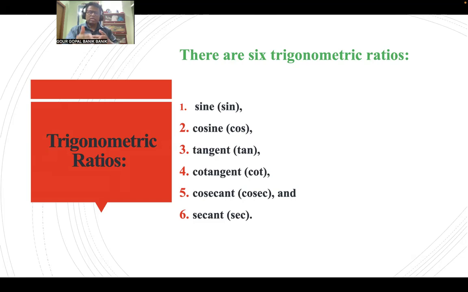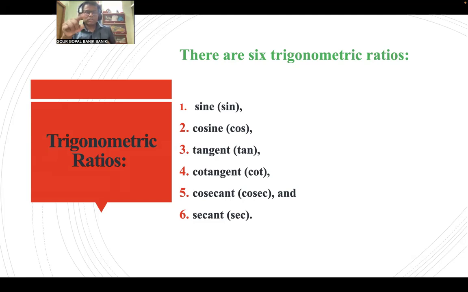And there are lots of problems and solutions, all of these things revolve around these 6 ratios. And see how it is named. Number 1 is sine. Cosine is known as cos. Tangent, in short, is tan. Cotangent is known as cot. Cosecant, cosec. Secant, sec. That way, you remember, there are 6 trigonometric ratios. Sine, cos, tan, cot, cosec, sec.